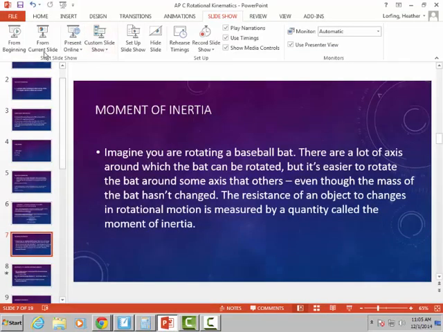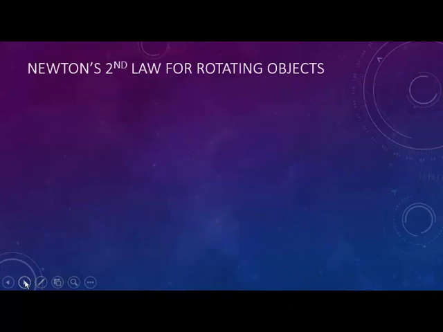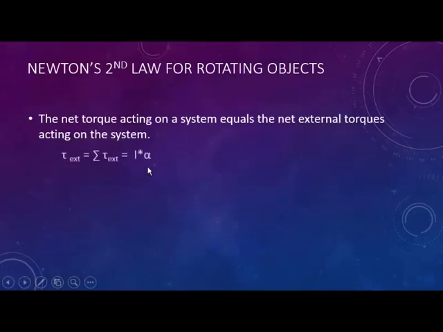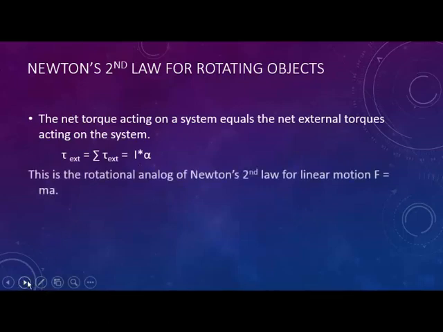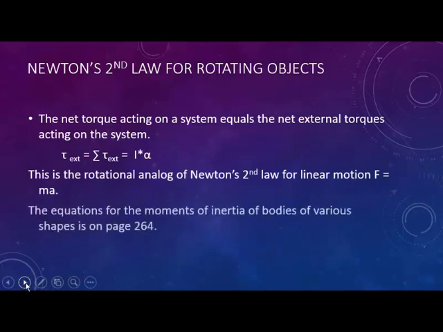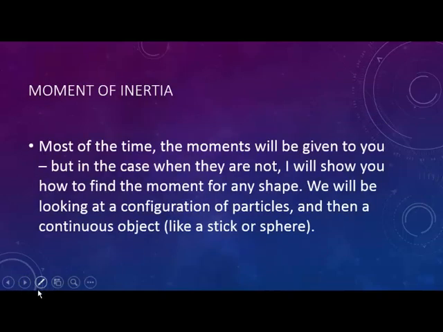So let's take a look at the torque. We talked about how net torque is equal to the moment of inertia times the angular acceleration. But how would we find moment of inertia for something? Of course, they give them to you on page 264. But in case they're not, let's take a look at how to find the moment of inertia for a configuration of particles. So things that don't make one total shape, individual objects, and then a continuous object, like a stick or a sphere. We're going to do a hoop and a stick, I think, today in our PowerPoint.